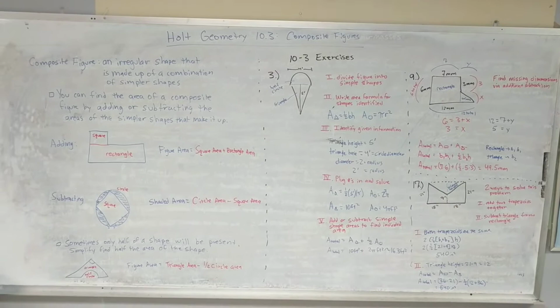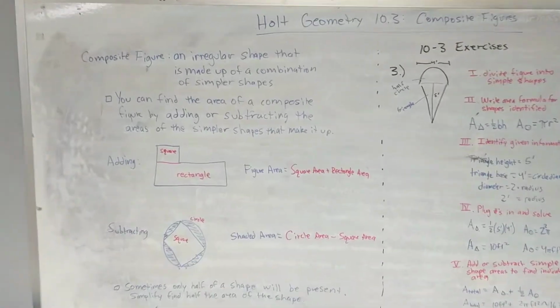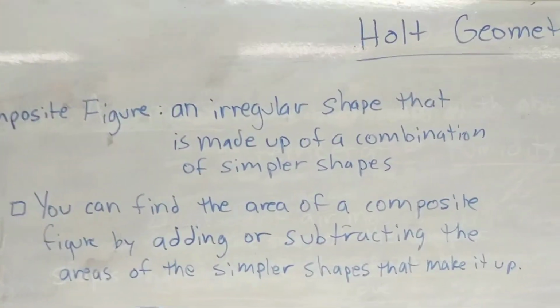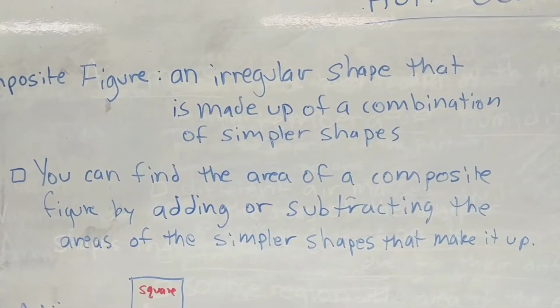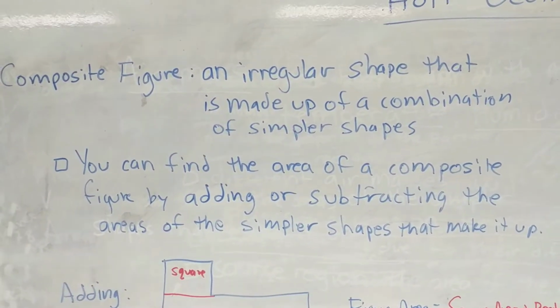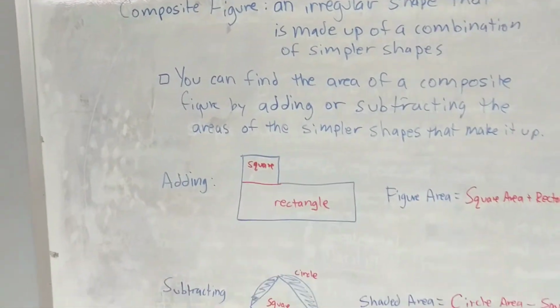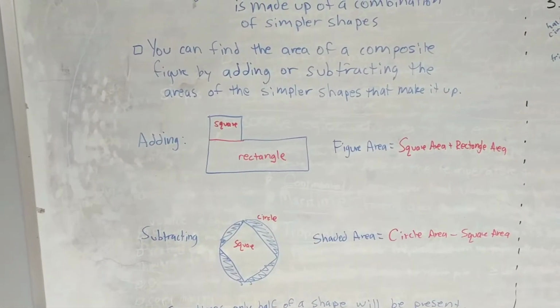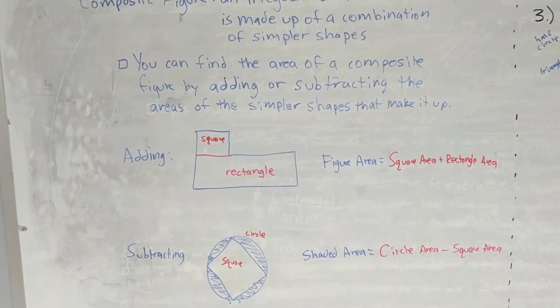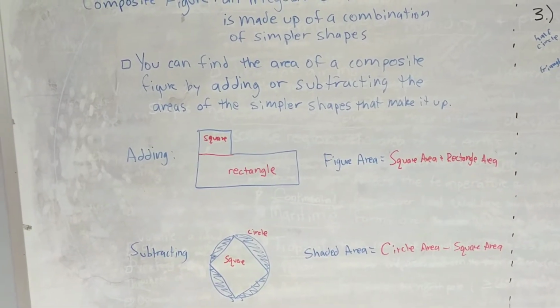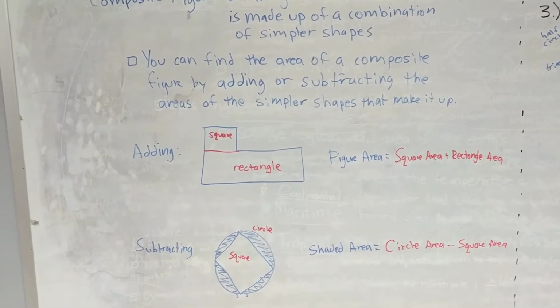We're going to be talking about composite figures. A composite figure is an irregular shape that is made up of a combination of simpler shapes. We can find the area of a composite figure by adding or subtracting the areas of the simpler shapes that make it up. Right here I have an example of adding and subtracting. The adding, we just add the square and the rectangle together to get the figure. Subtracting, we want the shaded area, so we subtract the square from the circle.